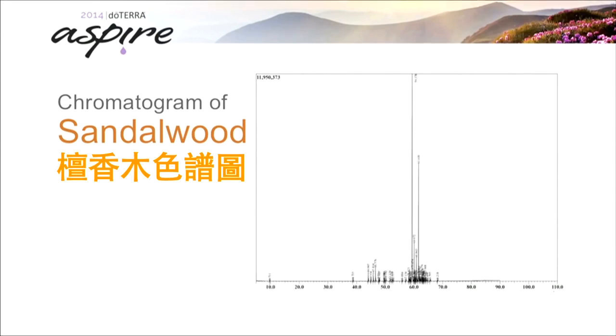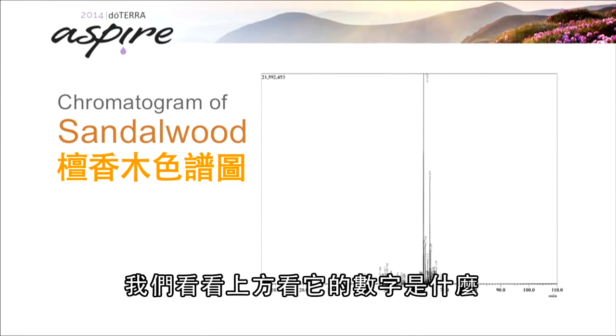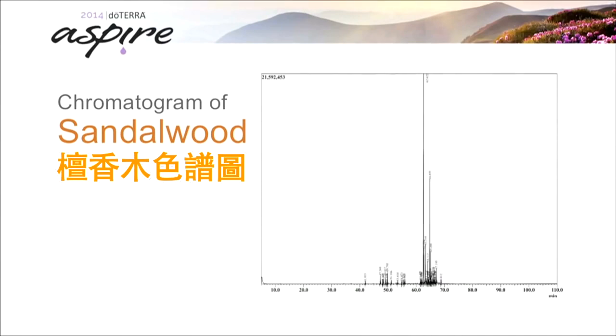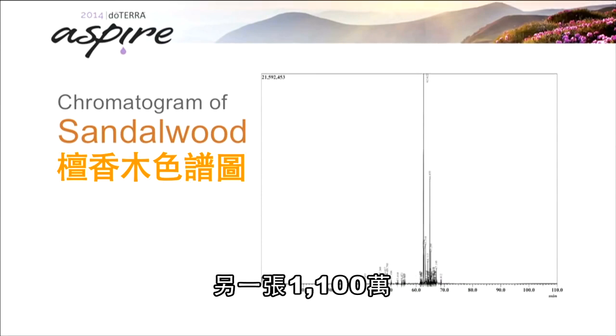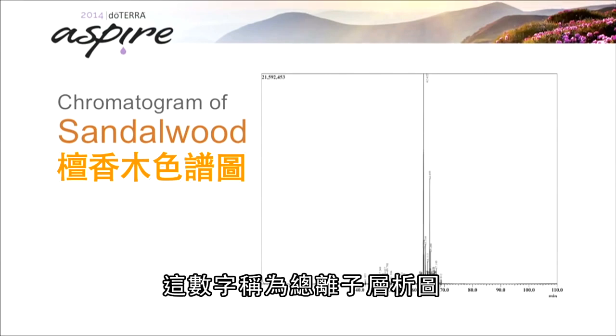Now go back one. There you go. Now look up in the corner and look at that number. And you should see 21 million, sorry. The other one was 11 million. This is 21 million and change. And that number is what's called the TIC, or the total ion chromatogram.